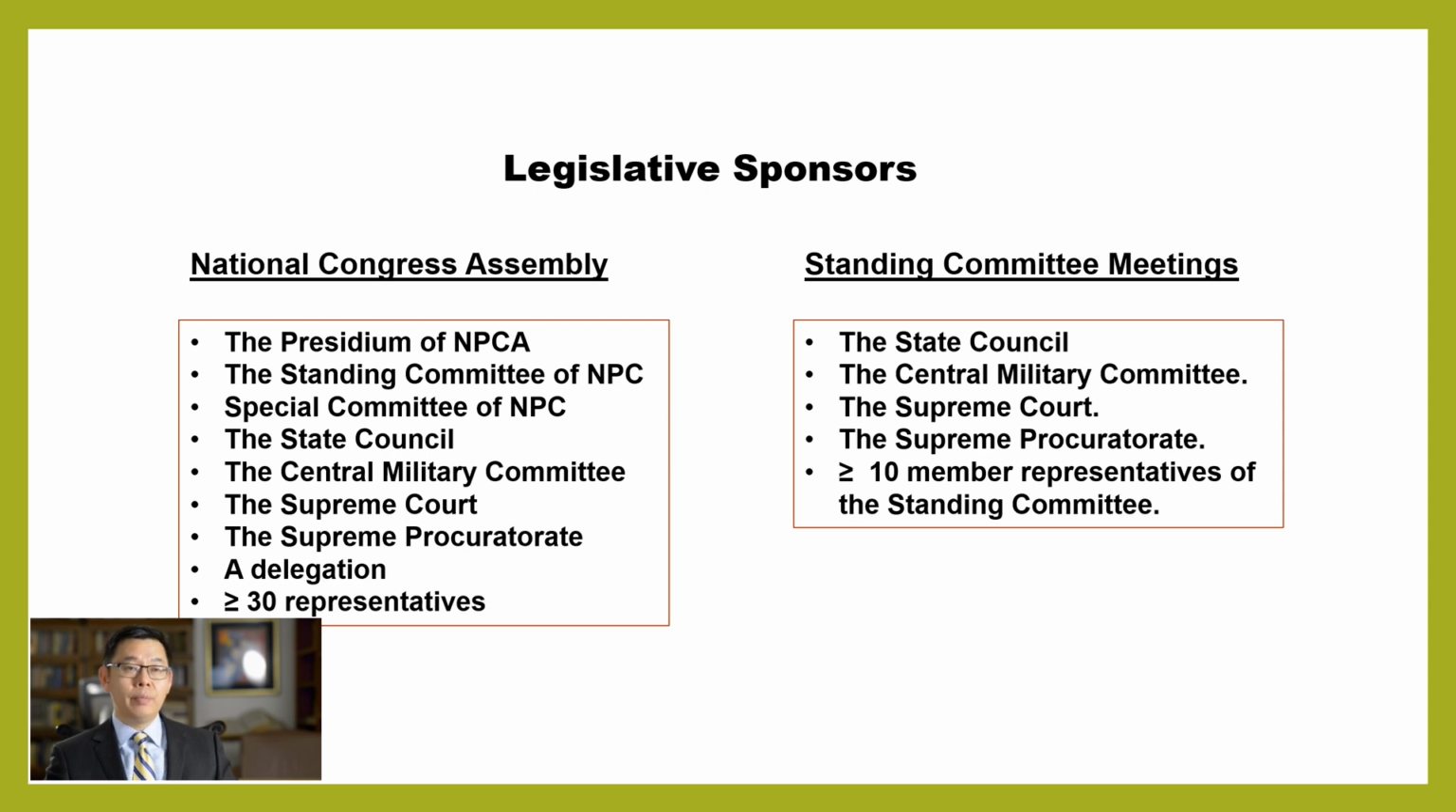At the Standing Committee, the organization and individual sponsors are fewer than those in the National Congress, which include the State Council, the Central Military Committee, the People's Supreme Court, the People's Supreme Procuratorate, and 10 members of the Standing Committee, which is much less than the requirement in the National Congress. Because the President of the National Congress Assembly and the National Congress delegation are temporary setups for the meeting, practically, they could not sponsor a legislative proposal.